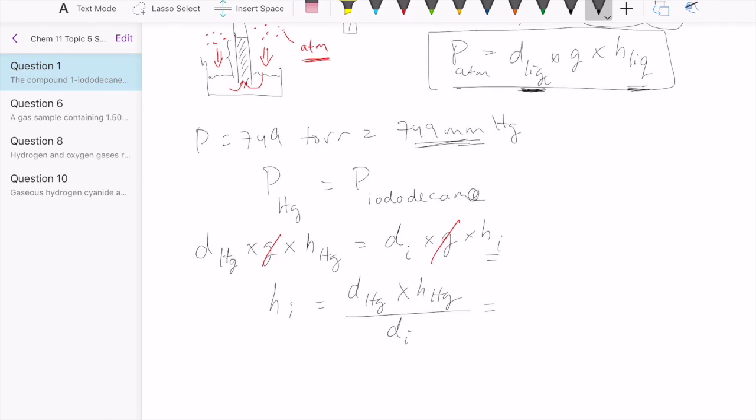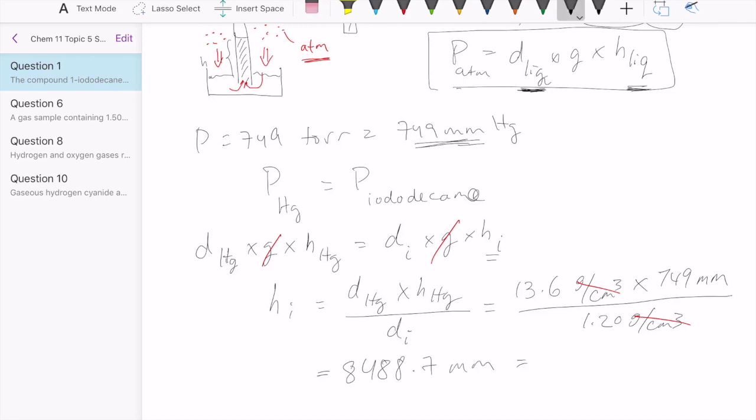Density of mercury is not given here, but you can look it up. It's 13.6 grams per cubic centimeter or per milliliter, and then times 749 millimeters. And then the density of iododecane was 1.2 grams per milliliter or cubic centimeter. So these units cancel, and you can see now that the height is going to be 88.7 millimeters. We can convert this to meters and just get our final answer to be 8.49 meters.